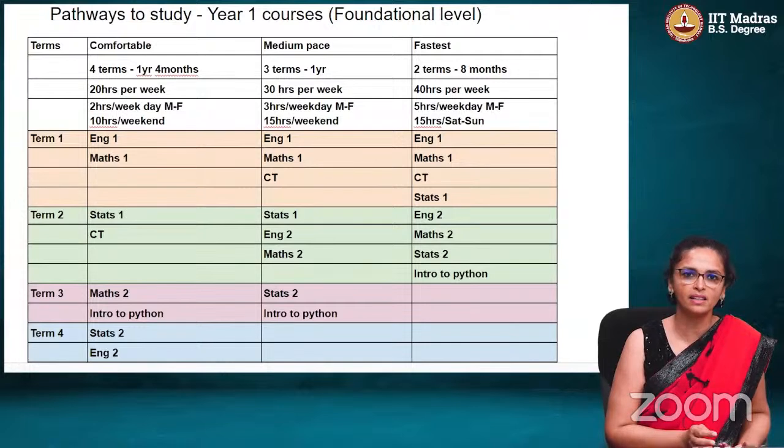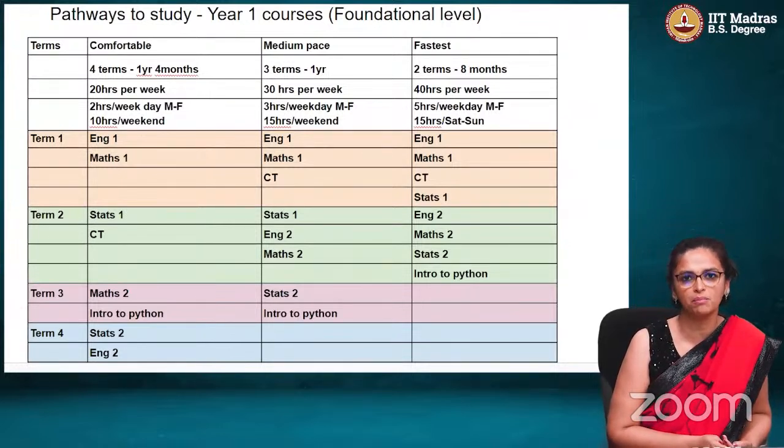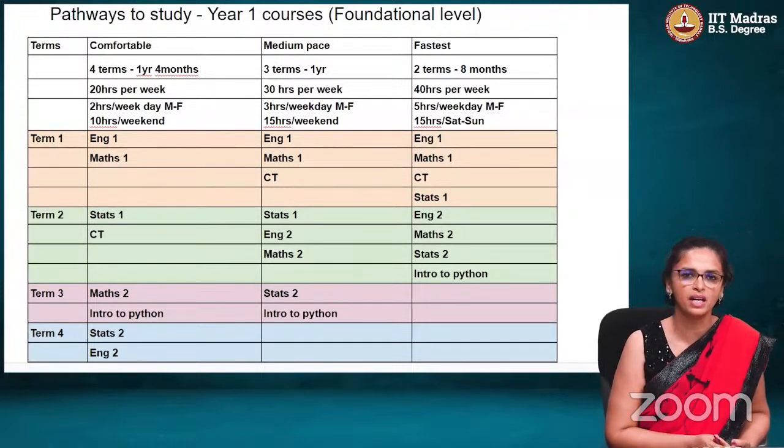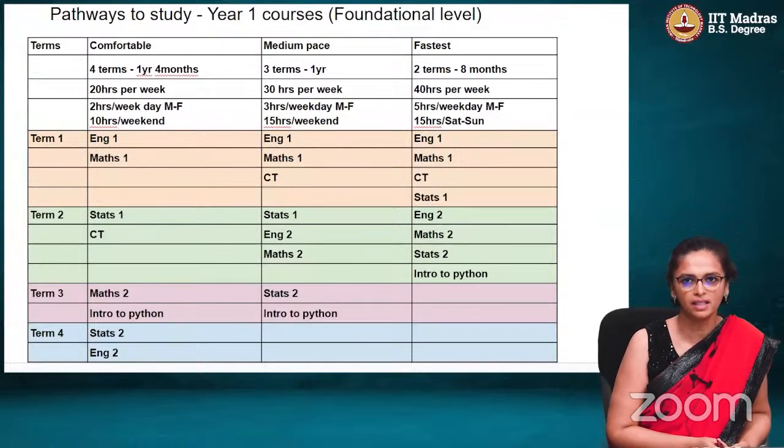So basically, let's see the column which is to the rightmost. We call it the fastest path. You can complete the foundation level of 8 courses in 2 terms or 8 months. Basically, this will require a commitment of about 40 hours per week of effort and study time, because there are 4 courses. On an average, we say that every course takes about 10 to 15 hours of study time. So at least 40 hours you should be making available to study if you want to do 4 courses from this level in a particular term, right?